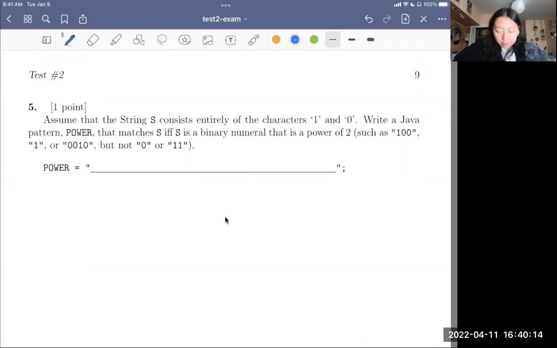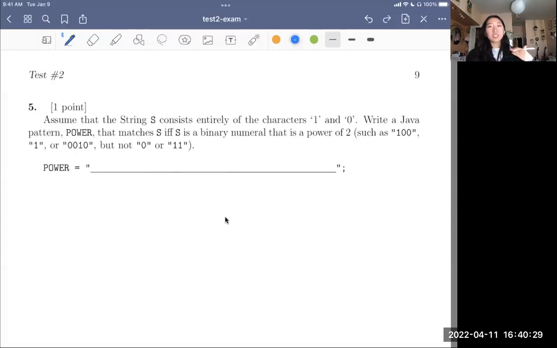It gives some examples and says 1, 0, 0, 1 or 0, 0, 1, 0 all count, but 0, which is not a power of 2, or 1, 1, which is 3, which is not a power of 2, would not match.